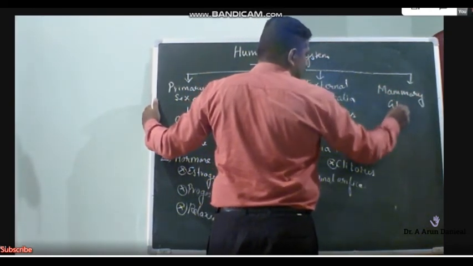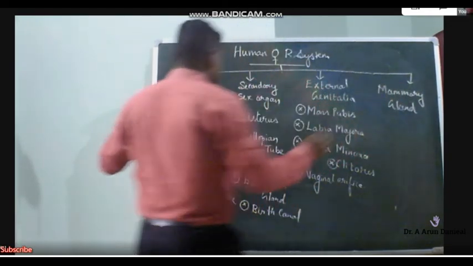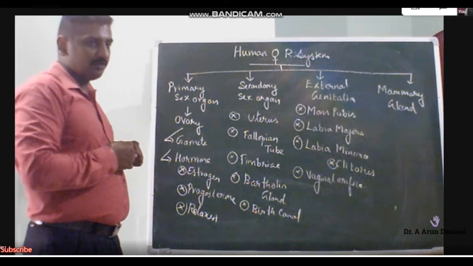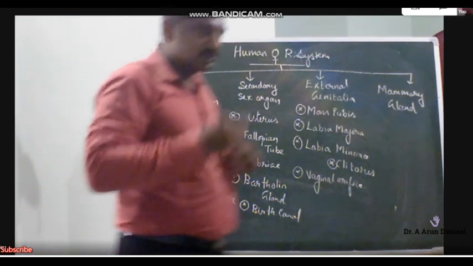And you know what the mammary gland is made up of? That we have also seen. So this is the entire schematic representation of the female reproductive system.